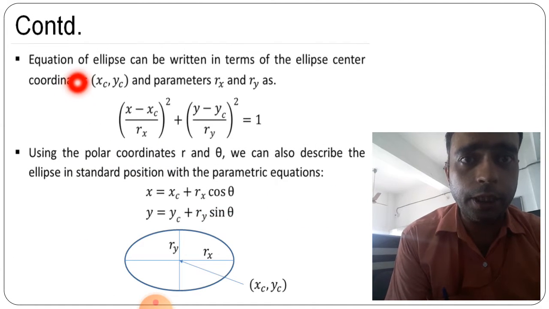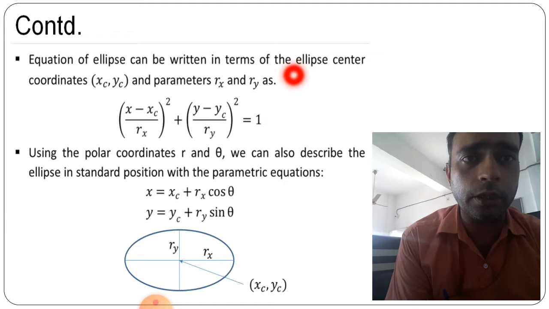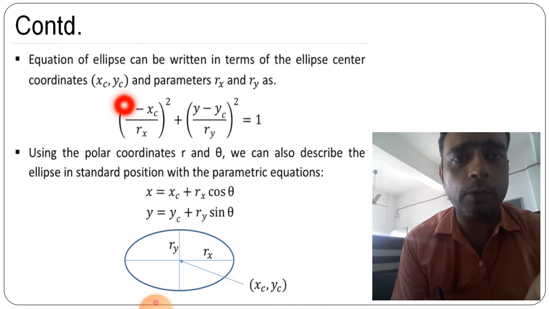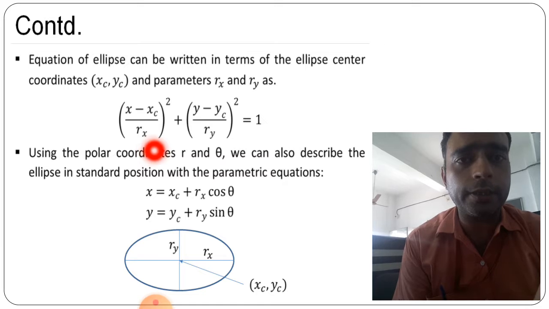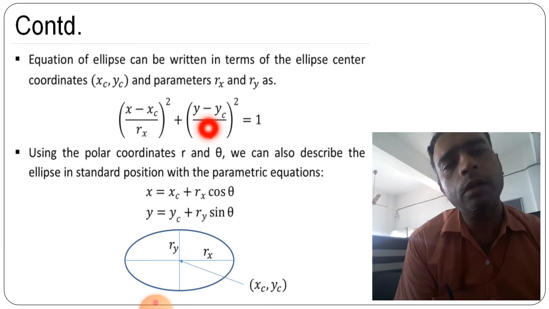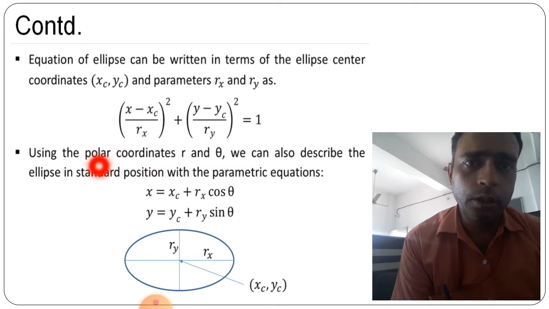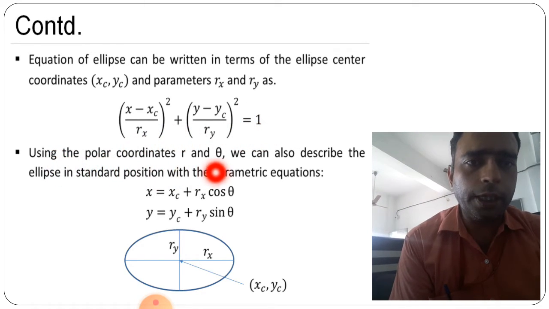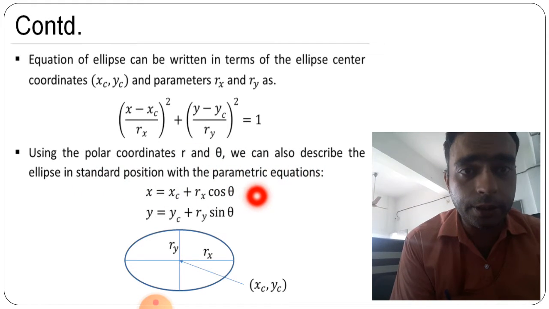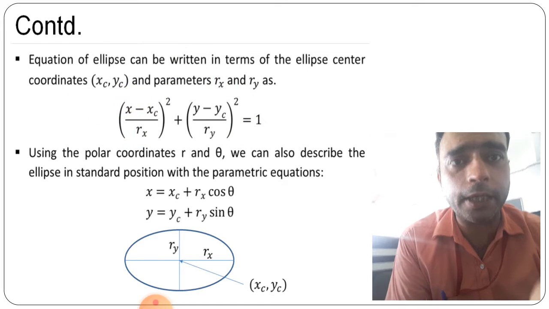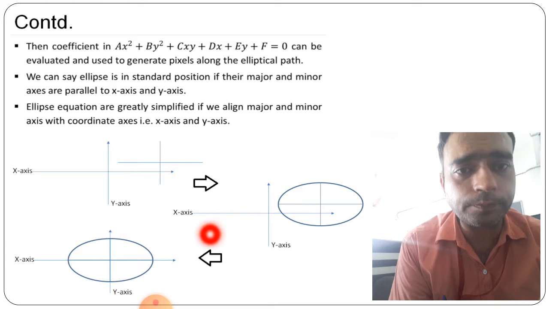Now finally the equation of ellipse can be written in terms of the ellipse center, that is (xc, yc). So (x minus xc) upon rx whole square plus (y minus yc) upon ry whole square is equal to 1. Now using the polar coordinates r and theta, we can also describe the ellipse in standard position with parametric equations. ये सब चीज़ें याद रखनी है. That is the formula, where we are taking the ellipse center. Center कहाँ पर है? ये वाला part.